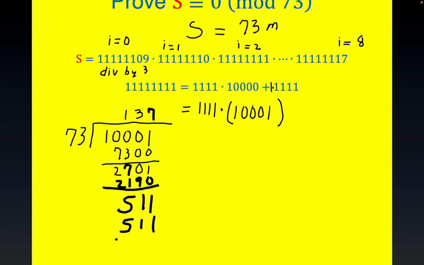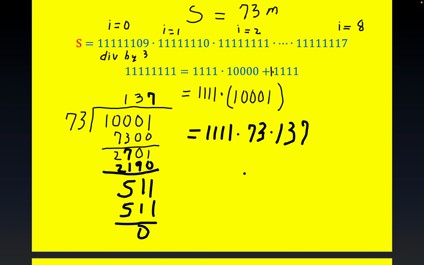So you see, folks, we got a remainder of 0, which means that this is the same thing as 1,111 times 73 times 137. So we even got more. It's divisible by 137 also. But you see, this means it is a multiple of 73, right? This means that this would be a multiple of 73.